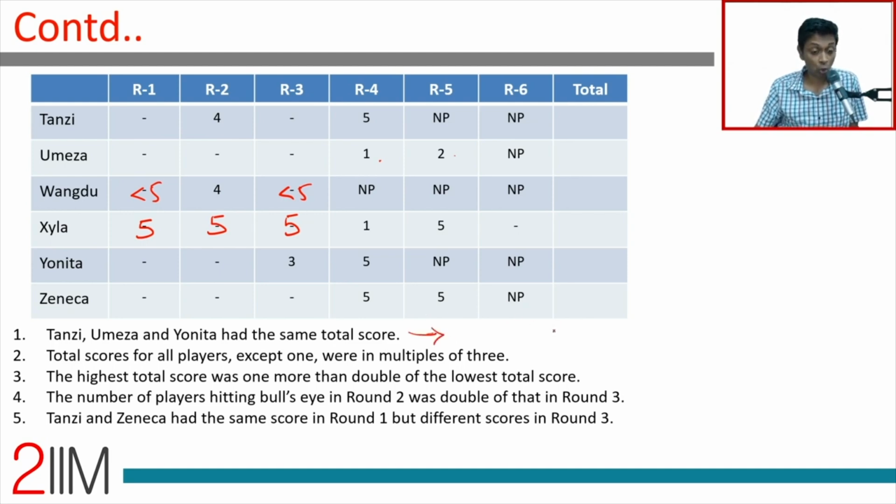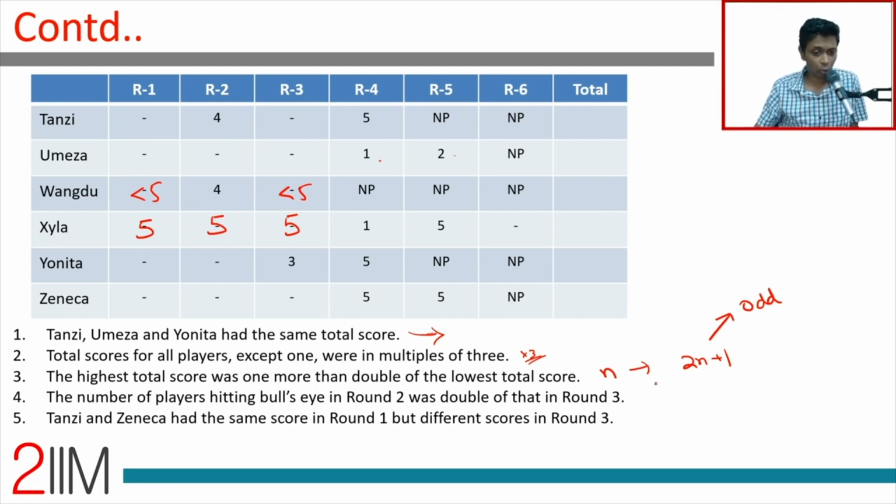Good. Total scores for all players except one were in multiples of 3. They were all in multiples of 3. The highest score was 1 more than double that of the lowest score. If the lowest score is n, the highest score is 2n plus 1. The first takeaway is that it's an odd number. 2 into n plus 1. The highest score is an odd number.